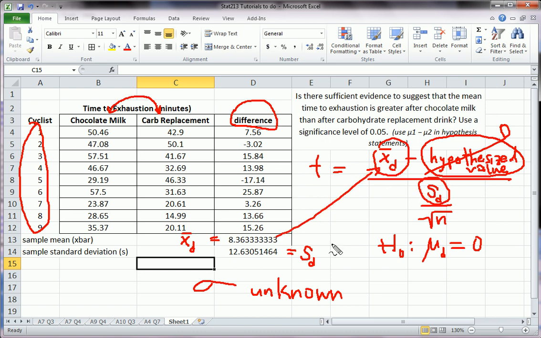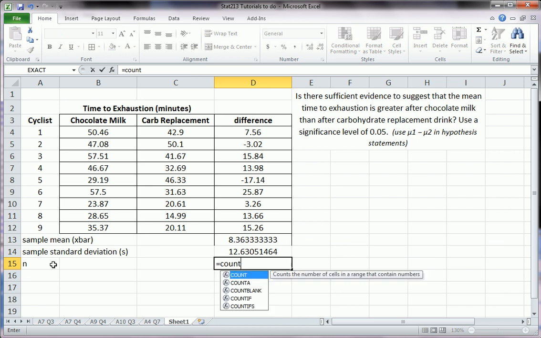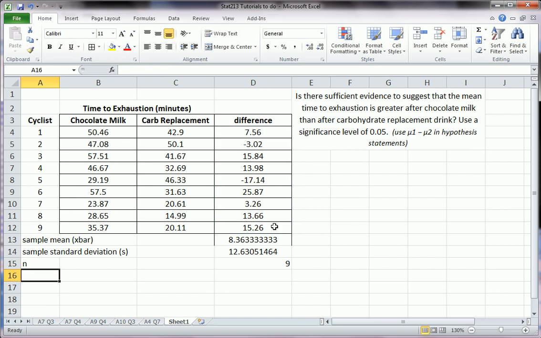This guy is coming from here, and the sample size is 9. Okay? So let's just fill this all in. Let Excel do the work. Let's also explicitly put our sample size, so you could use the count function, just a little Excel help. Degrees of freedom here is going to be n minus 1.